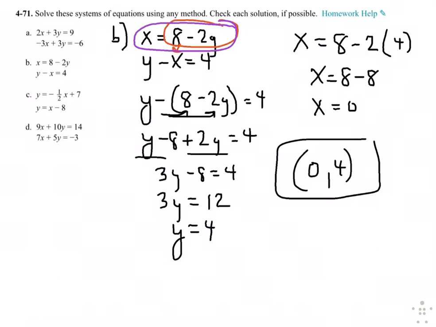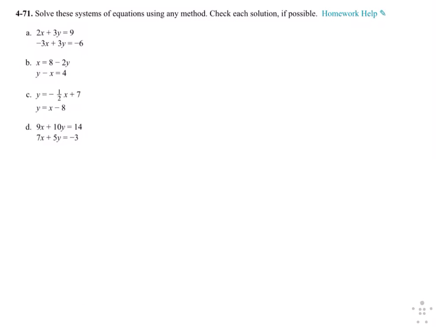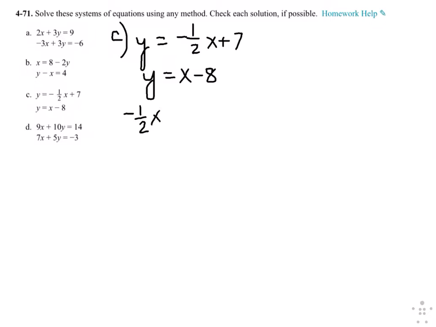Okay, for C, let's make some space. C, I have y equals negative 1/2 x plus 7, and y equals x minus 8. So this is kind of calling out to use the equal value method. That's one way to do this. So I'll set them equal to each other. So I'll set negative 1/2 x plus 7 equal to x minus 8, because they're both solved for y.